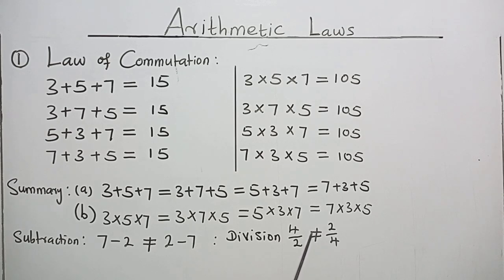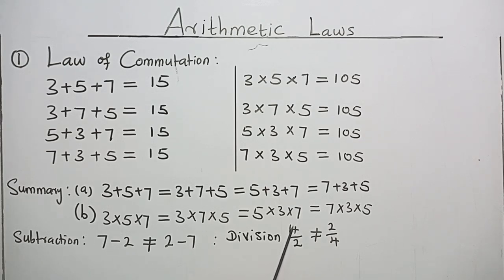Then we let 2 and 4 interchange their positions so that this 2 goes up and 4 comes down. The result we get, will it change? The answer is yes. So if the result is 2 here, what will it be here? 2 over 4 is equal to 1 over 2. So the result here is 2 and the result here is 1 over 2. And we cannot state correctly that 2 is equal to 1 over 2.